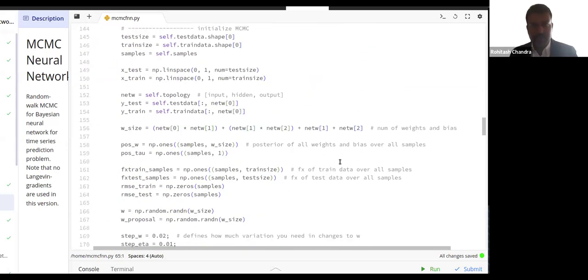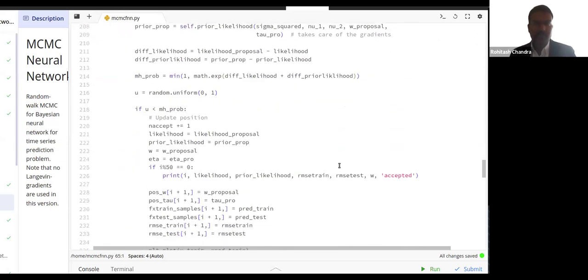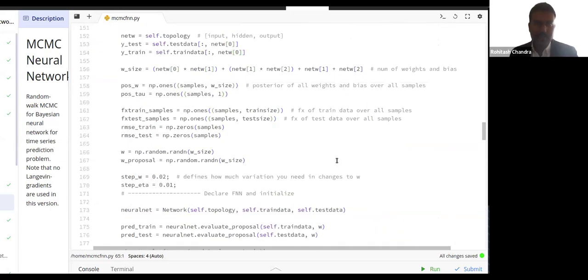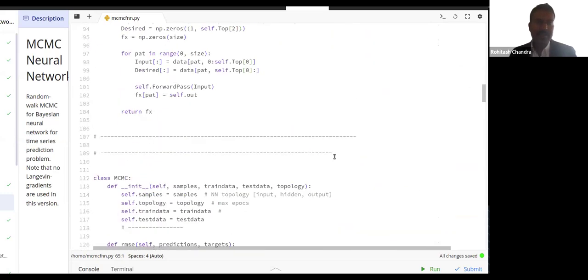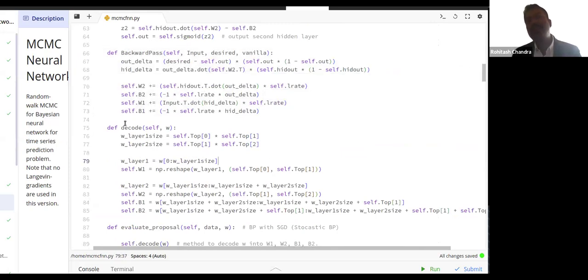So what we do, we are not using the backward pass code in there. It's just left there, right? So we're not using that. So what do we have? Decode.